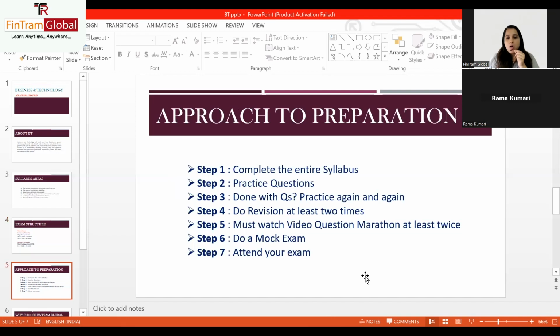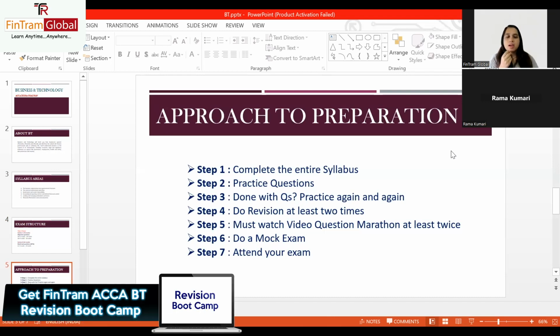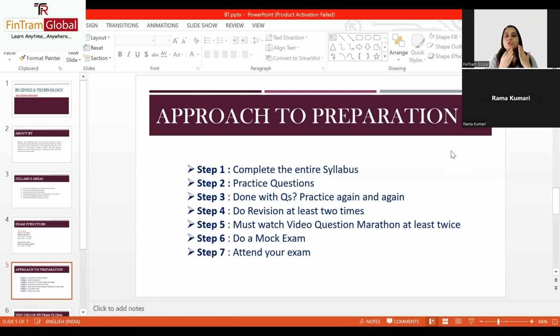Now let's discuss what the approach to preparation should be. Step 1, of course, always has to be that we complete the entire syllabus. There is no cherry picking. You can't decide to study only 8 topics or 10 topics and leave the rest. You have to study the entire syllabus because everything is important, and we can't really say that this will come or this will not come. Anything from anywhere can come in the exam. So it's important that the entire syllabus is completed.